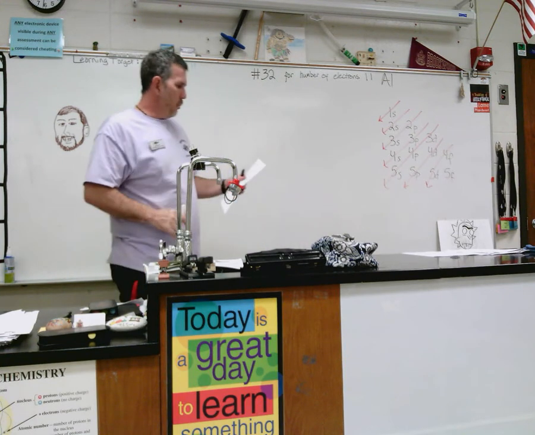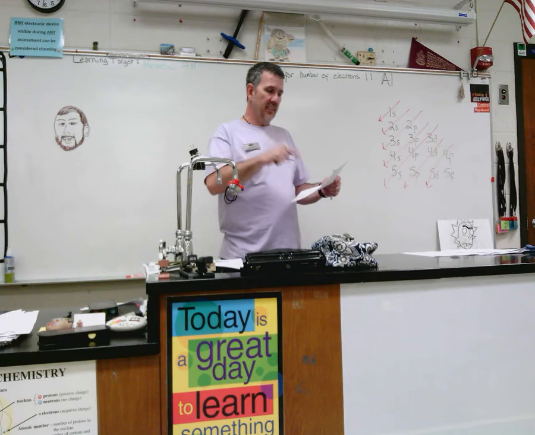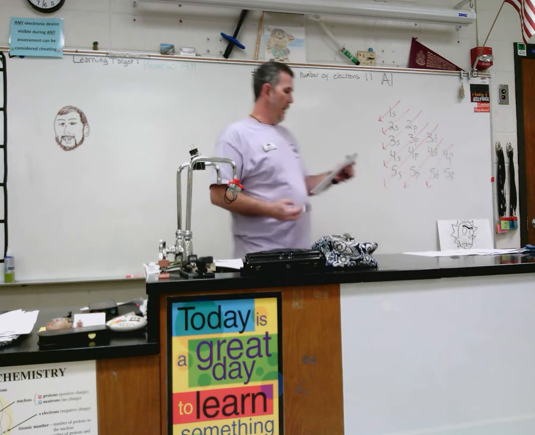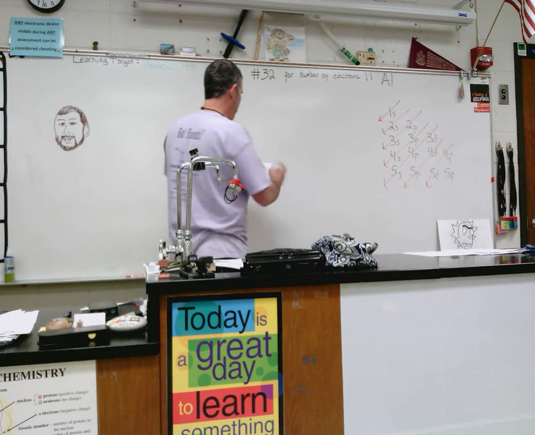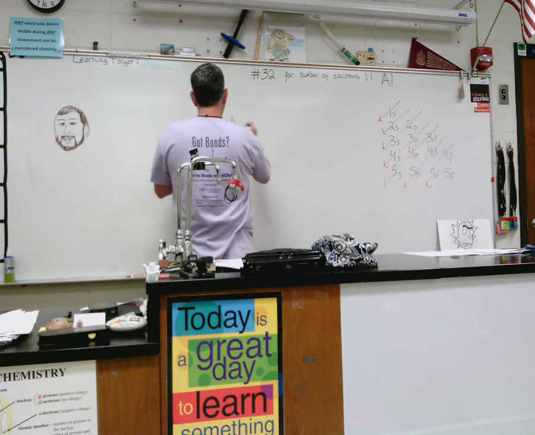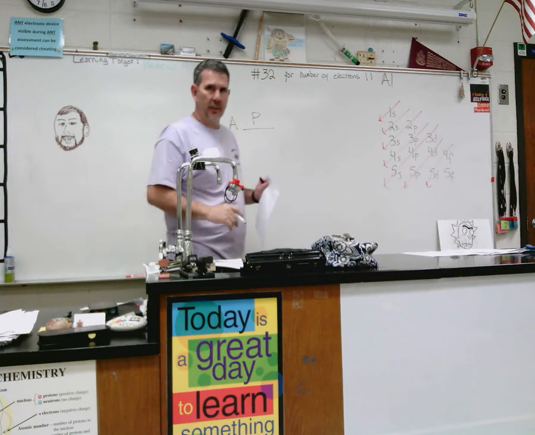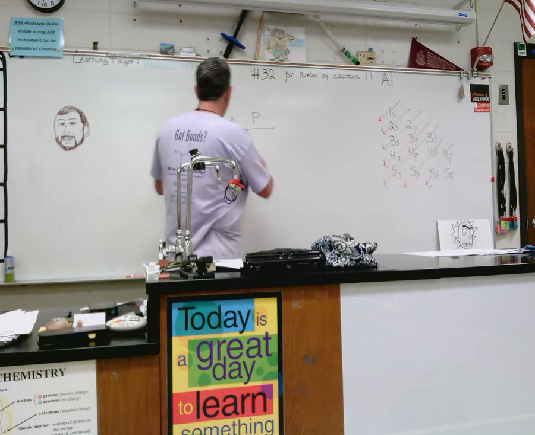Number one, it says classify each of the following conditions as a physical property or a chemical property. Basically, if you have to destroy it to test it for this thing, then it's a chemical property. If you don't have to destroy it, it is a physical property. So A is silver conducts electricity. Silver conducts electricity. That's physical, right? I'm not destroying it to put electricity through it.